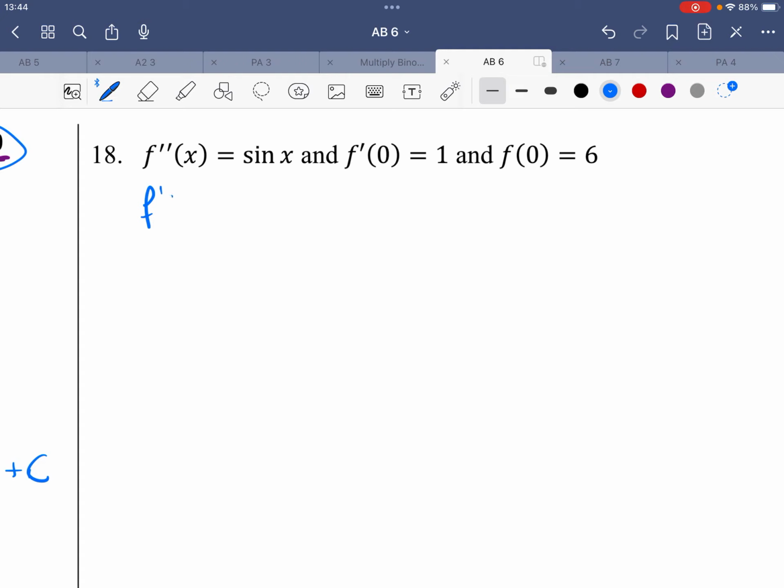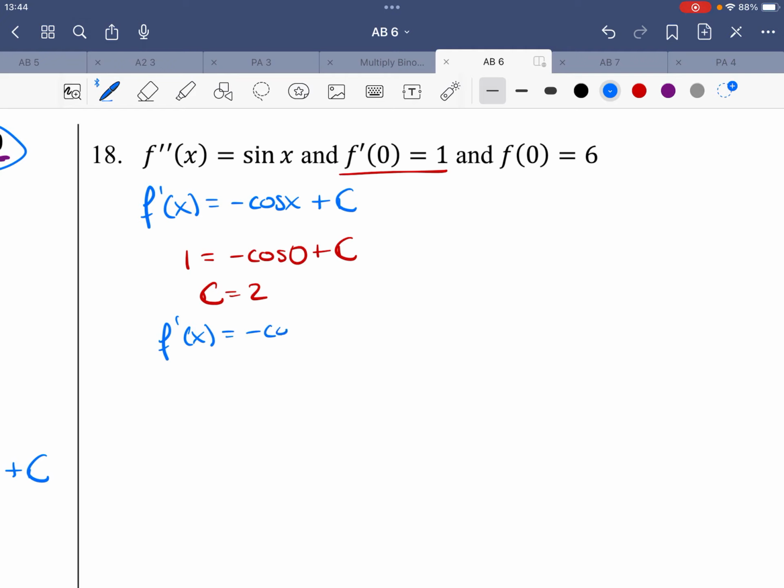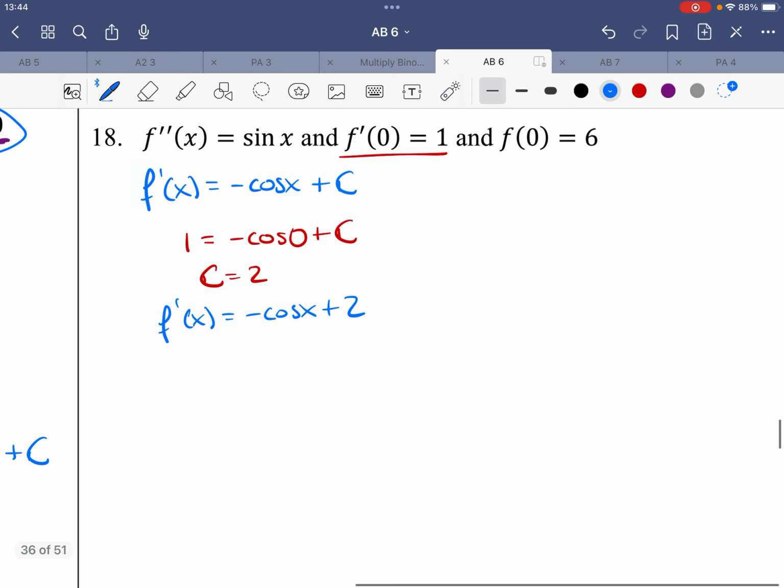First, take one antiderivative. The antiderivative of sine is negative cosine. Apply this condition. So the derivative is going to be 1 when x is 0. Cosine of 0 is 1, minus 1, so c equals 2. And now I can rewrite the derivative as negative cosine of x plus 2. And then I'm going to repeat the process.